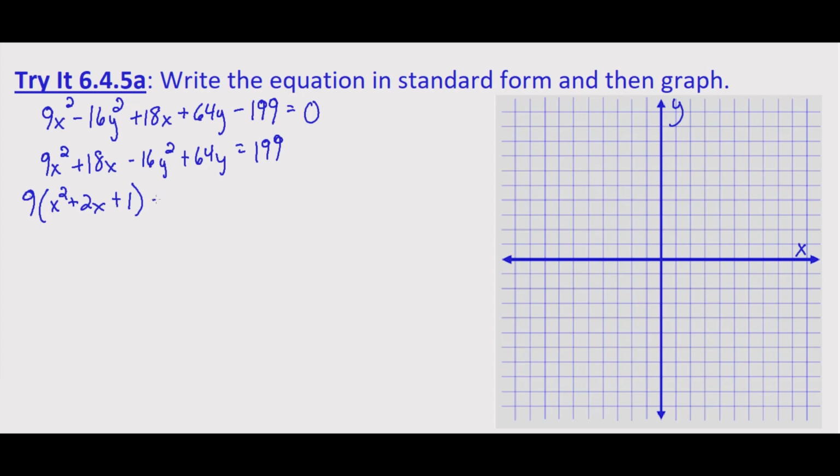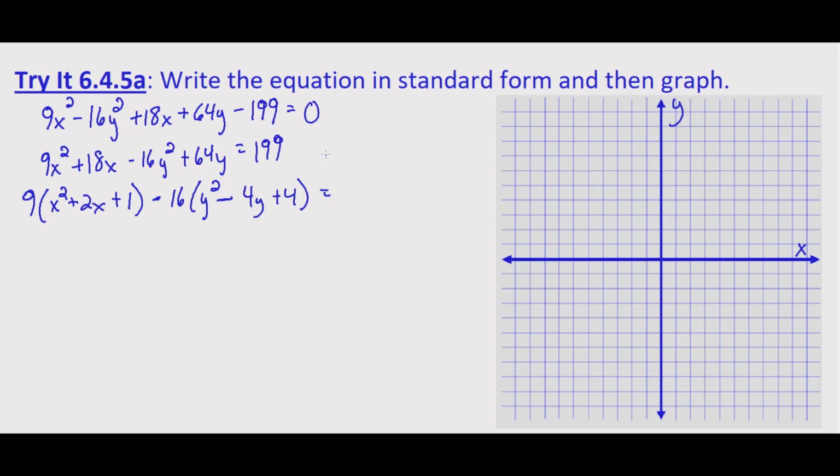Minus 16 times y squared. Now that's a negative there, so we're going to have to subtract inside here. A minus times a minus is a plus. And then negative 16 times negative 4y would make plus 64y. We're going to go ahead and complete the square here too. Negative 4 divided by 2 is 2. 2 squared is 4.